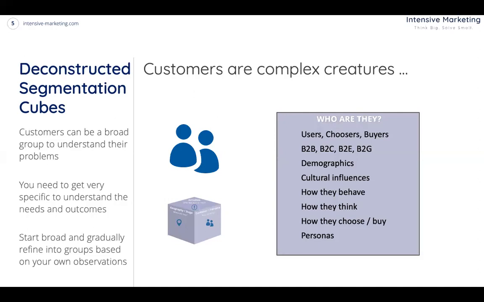Typically, you might start quite broad. So is it a user or a chooser or a buyer? Is it business to business, business to consumer? You might start looking at demographics. And then you start to get into more psychographic aspects in terms of how they think, behave, act, do, and who influences them. Now, interestingly, there is a very useful approach for this, which is called personas, which is a way of building a view of a typical customer or a market group together. So that's how you think about customers.